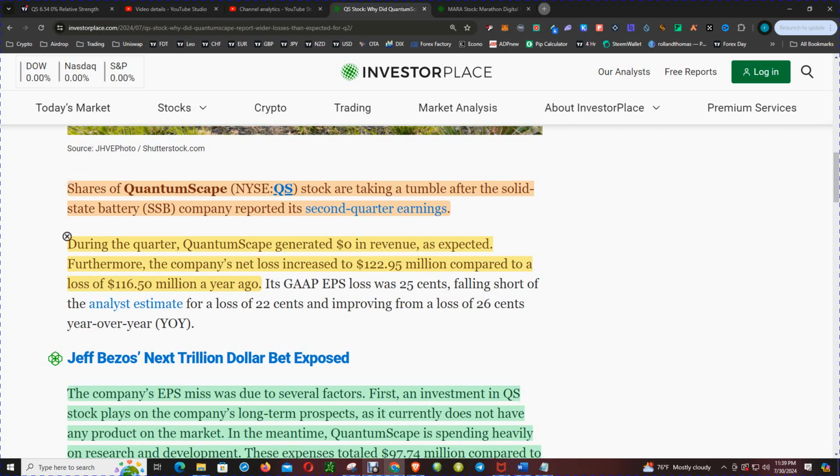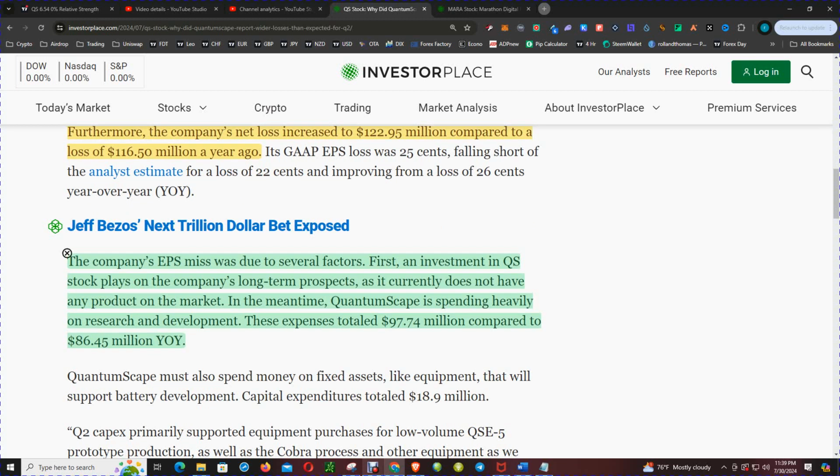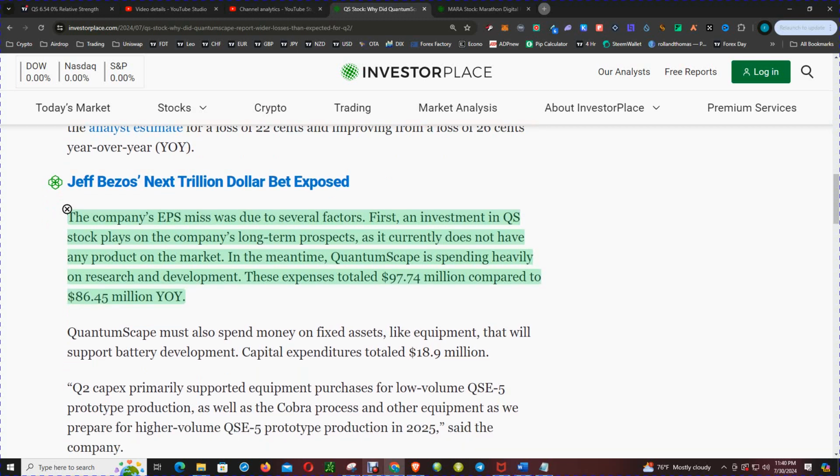Again, they generated $0. Company net losses increased to $123 million compared to $117 million a year ago. Company's EPS miss was due to several factors. First, an investment in QuantumScape stock plays on the company's long-term perspectives, as it currently does not have any product on the market. In the meantime, QuantumScape is spending heavily on research and development. These expenses totaled $98 million compared to $86 million a year ago.